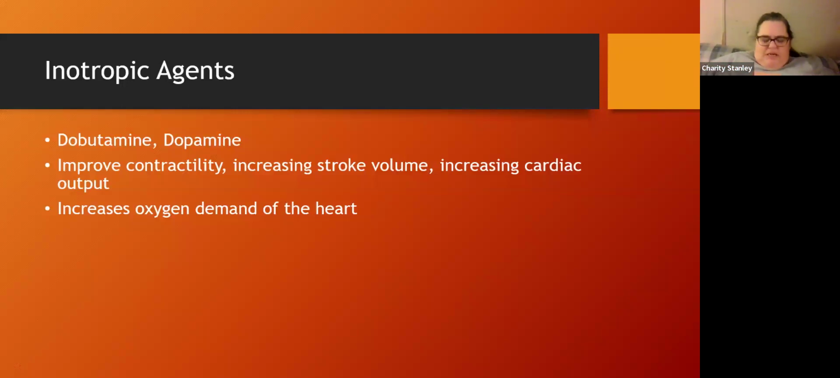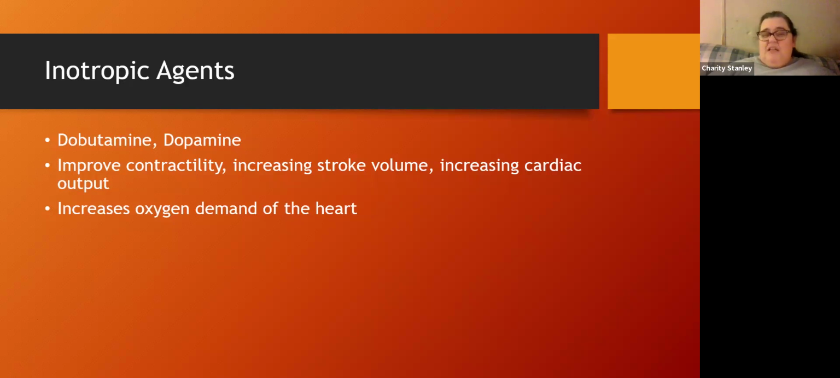Inotropic agents, talked about dobutamine being one. It's going to increase cardiac contractility. Dopamine at higher levels has cardiac effects. And so with this, dopamine and dobutamine increase stroke volume and therefore increase the cardiac output.